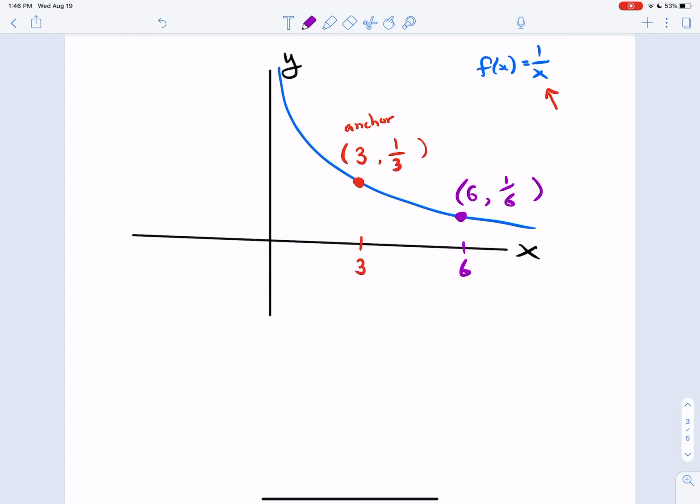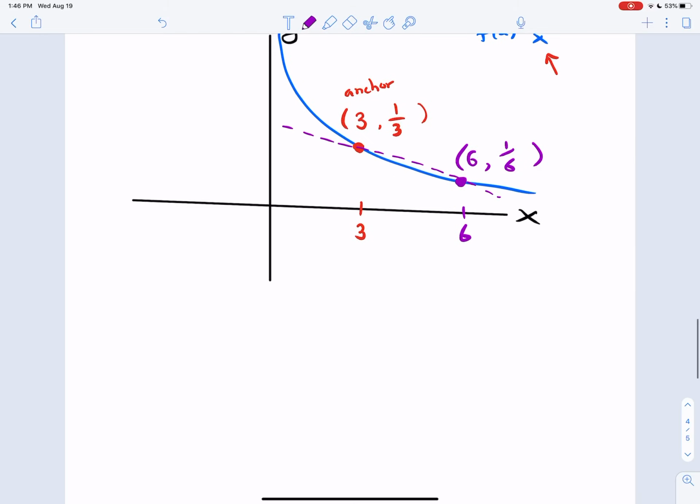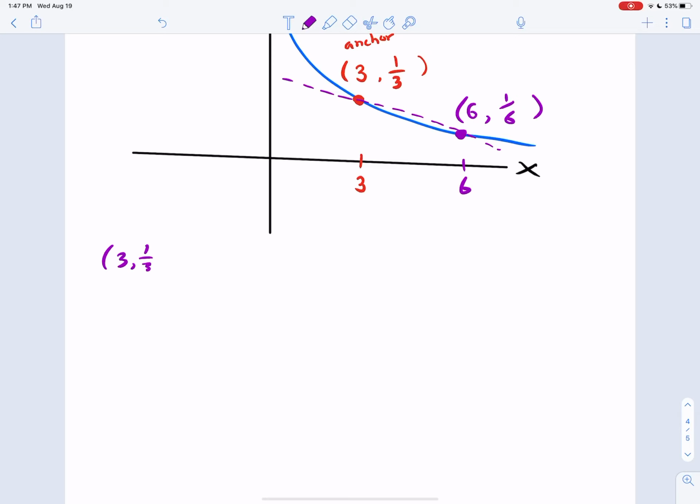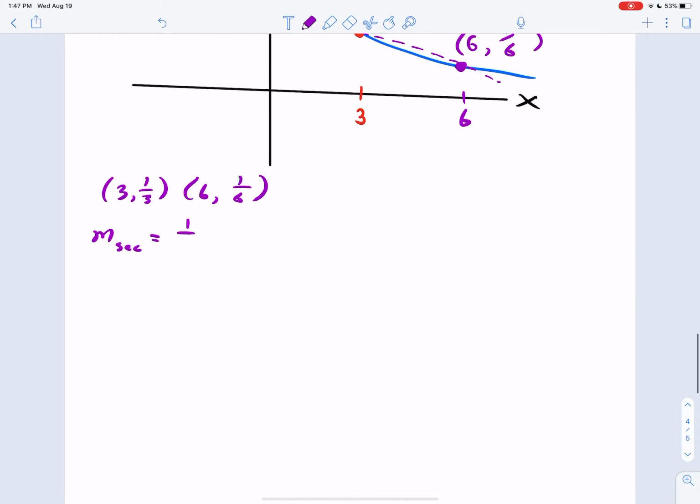And with 2 points, you can always create a line, but more specifically a secant line. And with the secant line, you can always find the slope of it. Okay, so here we go. We have 2 points, (3, 1/3) and (6, 1/6). And we're going to find the slope of the secant line. So that's going to be y sub 1 minus y sub 2 all over x sub 2 minus x sub 1.